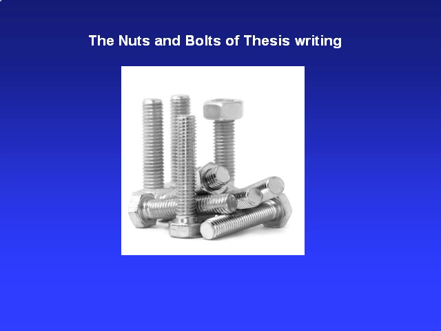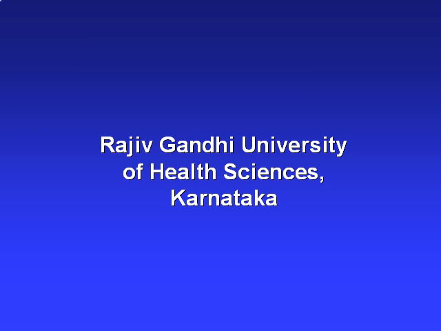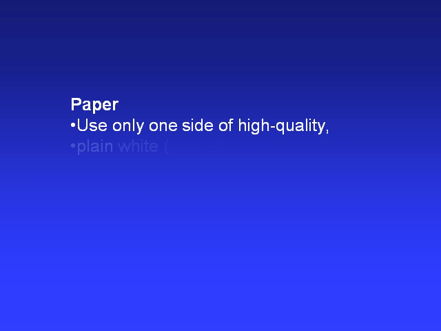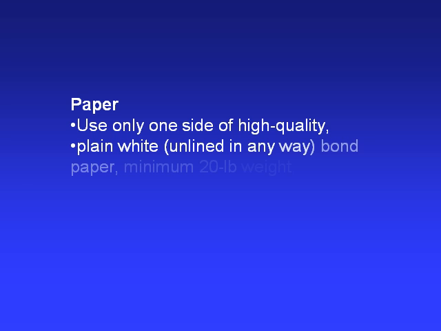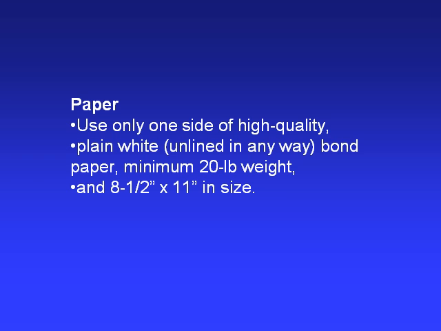Let us have a look at the nuts and bolts of thesis writing of the Rajiv Gandhi University of Health Sciences, Karnataka. Paper. It should be a high quality executive bond paper. Use only one side of it. It should be plain white, unlined in any way, bond paper with a minimum 20 pound weight and 8.5 into 11 inch in size. Erasable paper should not be used.